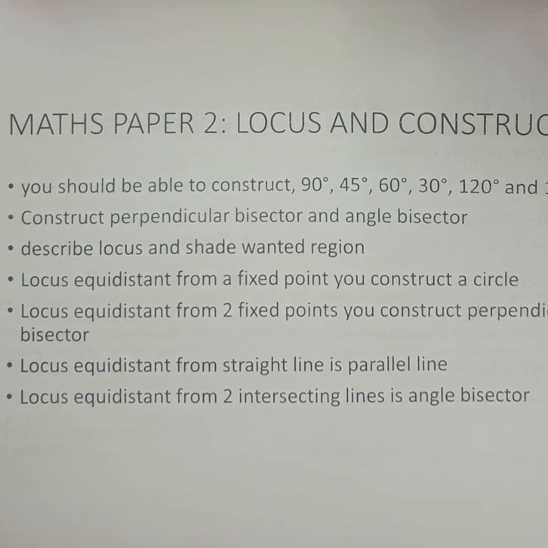When you are asked locus that is equidistant from a fixed point, you construct a circle. If it is locus equidistant from 2 fixed points, you are going to construct a perpendicular bisector. If it is locus equidistant from a straight line, you construct parallel lines. And then if it is locus equidistant from 2 intersecting lines, you are going to draw an angle bisector.